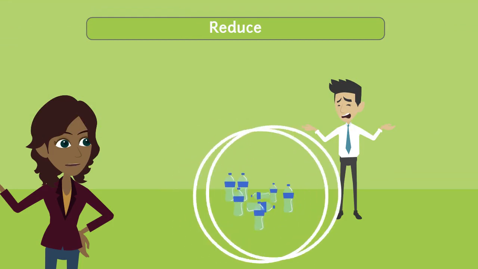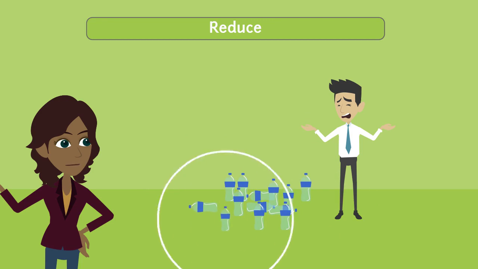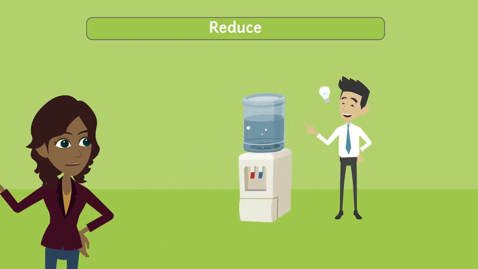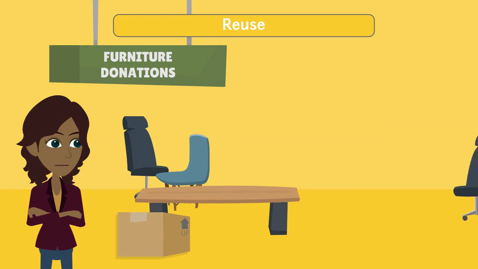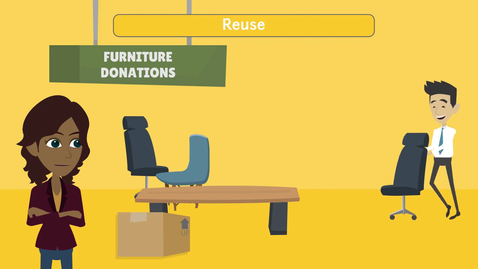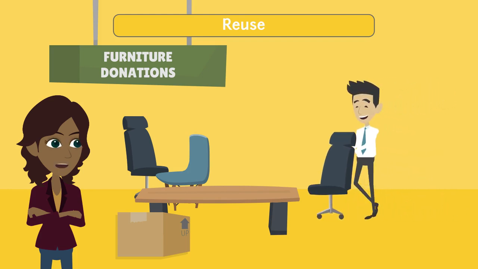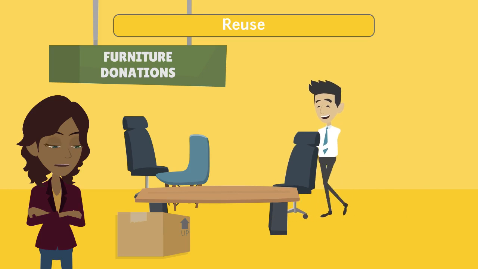Reduce. If we can't prevent the waste, then what we can do is minimize it as much as possible. If you see something that seems wrong or inefficient, it's well worth speaking up. Reuse. Can we reuse any of the waste we produce? Can things be reused in your own business or somewhere else? For instance, reusing packaging or donating old furniture.